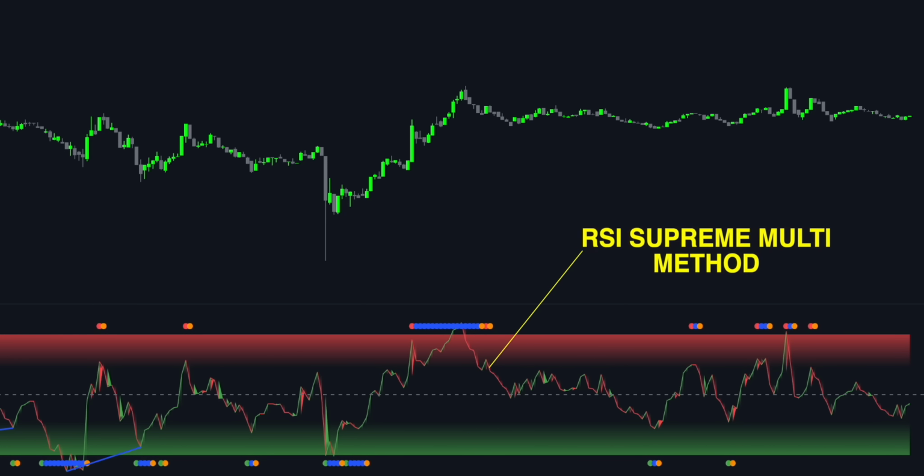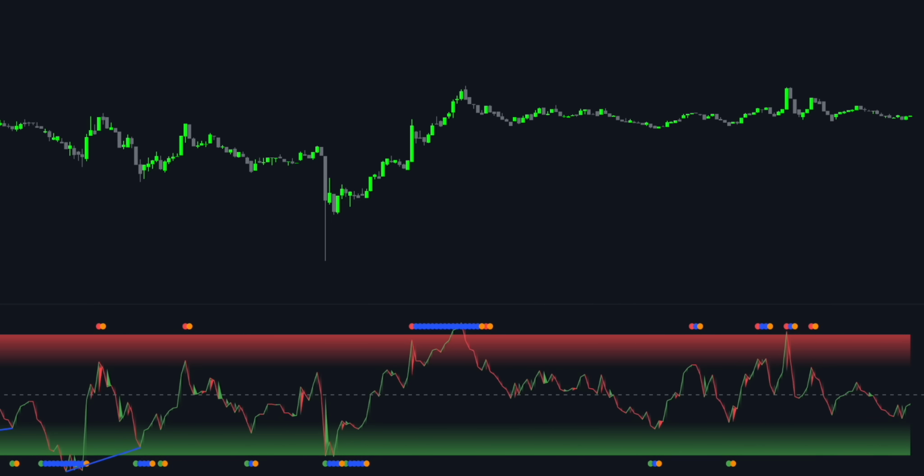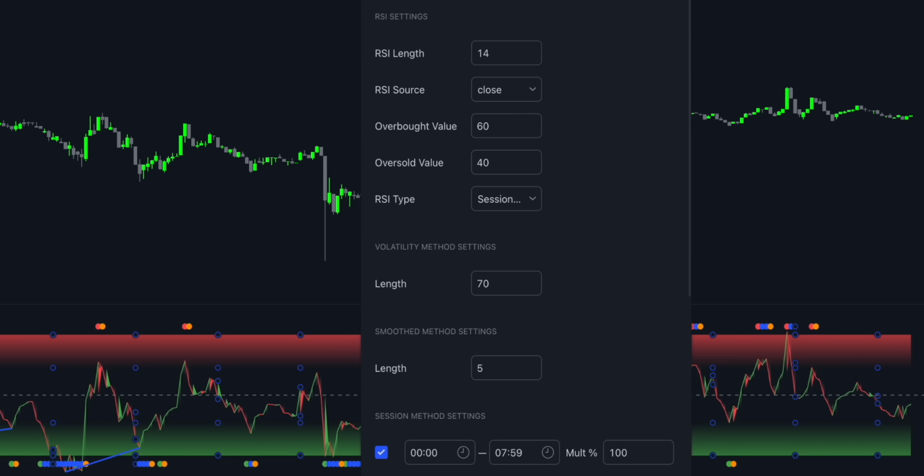So, the RSI Supreme Multi-Method is an innovative tool that combines the Relative Strength Index with selectable manipulation methods to identify overbought and oversold conditions in the market, along with the ability to detect divergences for enhanced trading insights.